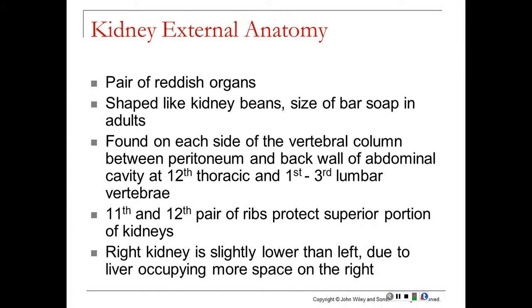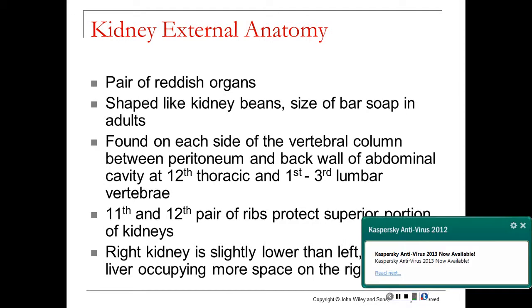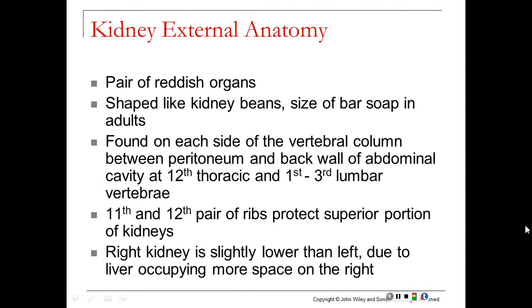They're found on either side of the vertebral column, between the peritoneum and the back wall of the abdominal cavity. So they're actually not contained within the peritoneum, which is that serous membrane that contains all of your abdominal organs. They are called retroperitoneal because they're behind that peritoneum. They're at about the 12th thoracic vertebrae and the first and third lumbar vertebrae. The 11th and 12th pair of ribs help to protect the top part of the kidneys, but otherwise there's not much bone there to protect them.